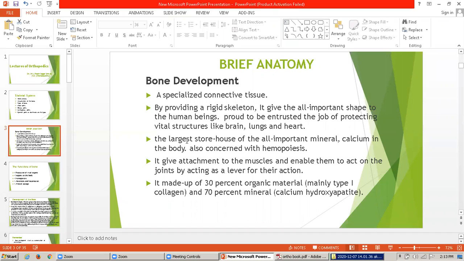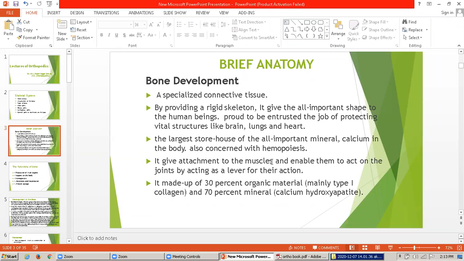Second, bone is the largest storehouse of all important minerals like calcium, and the other important components of the body, and it is also concerned with hemopoiesis. So when we study the development of the bone, we can see that bone is the largest storehouse of the mineral calcium of the body and is concerned with hemopoiesis, that is the formation of RBCs.